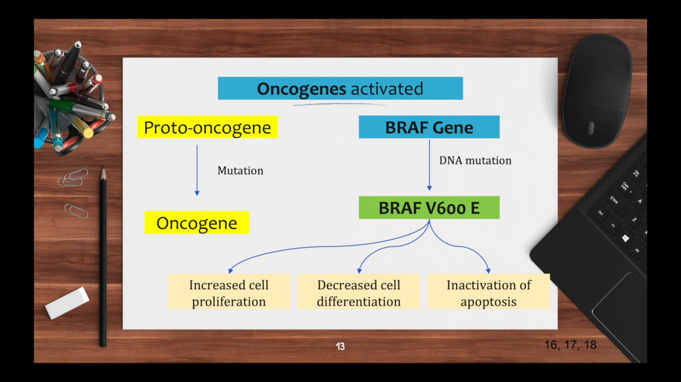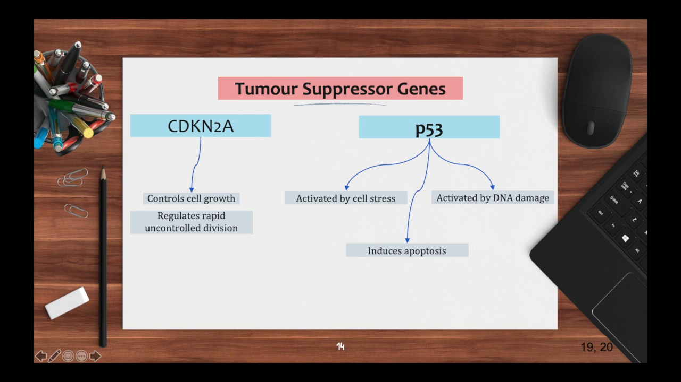The V600E is a missense mutation that changes valine into glutamic acid and is the most common BRAF alteration and constitutes 90% of BRAF activating mutations, or 50% of metastatic melanomas. In regards to tumor suppressor genes, the CDK2NA gene is commonly found in melanoma. This gene controls cell growth and aims to prevent rapidly uncontrolled cell division, and therefore, if it is mutated, melanocytes grow exponentially, which is highly dangerous.